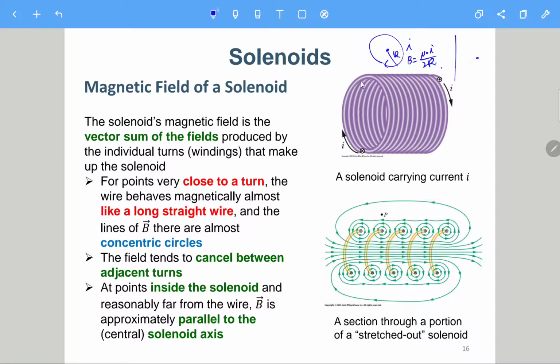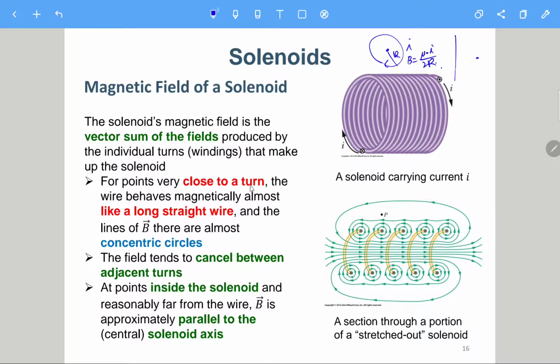And of course, if we have many loops or many turns, then all the B field will be added together, because all the current directions of the loops will be the same, because it's actually a loop. So the solenoid magnetic field is the vector sum of the field produced by the individual turns, or call it windings, that make up the solenoid.